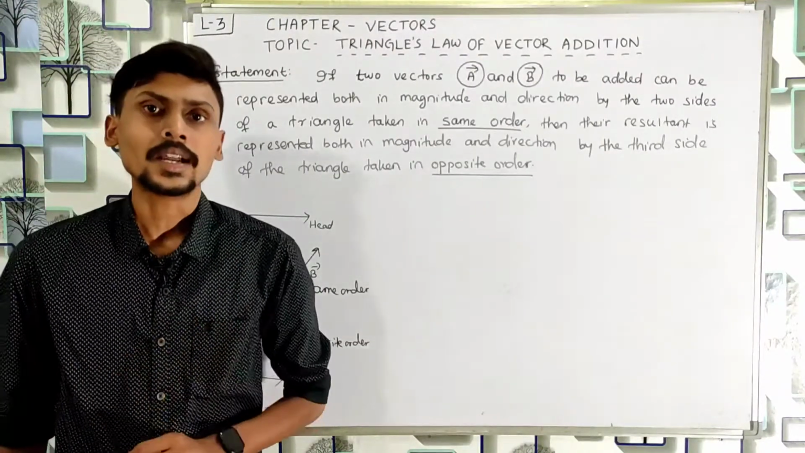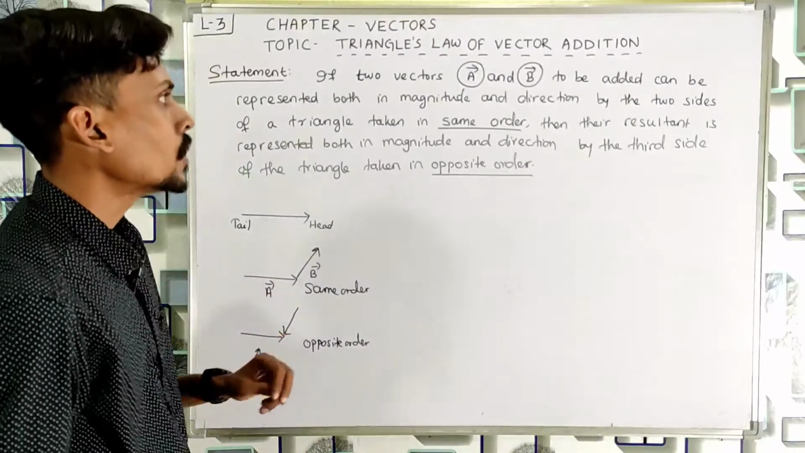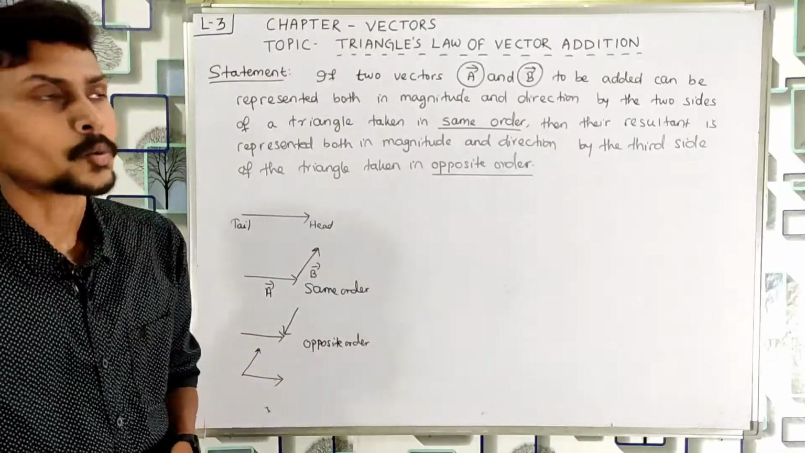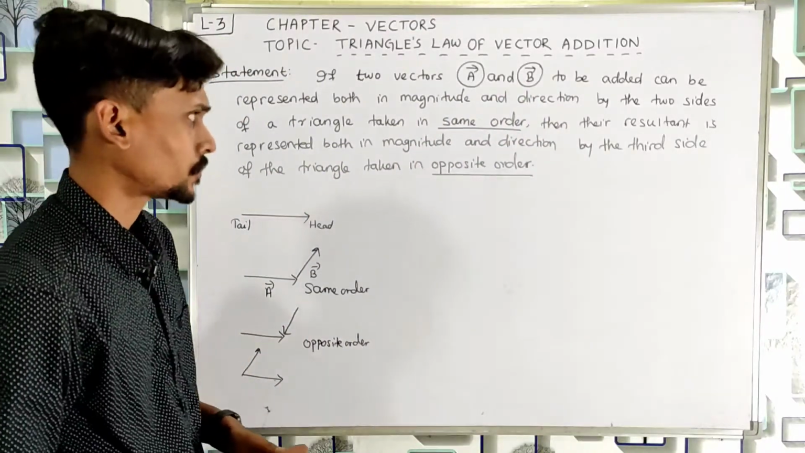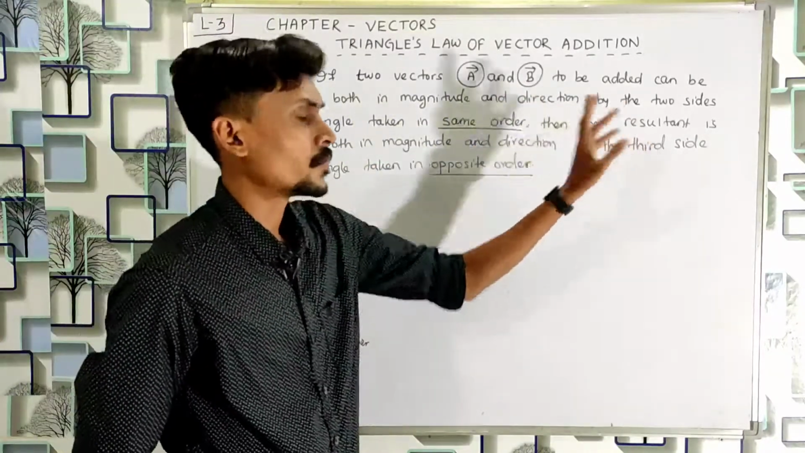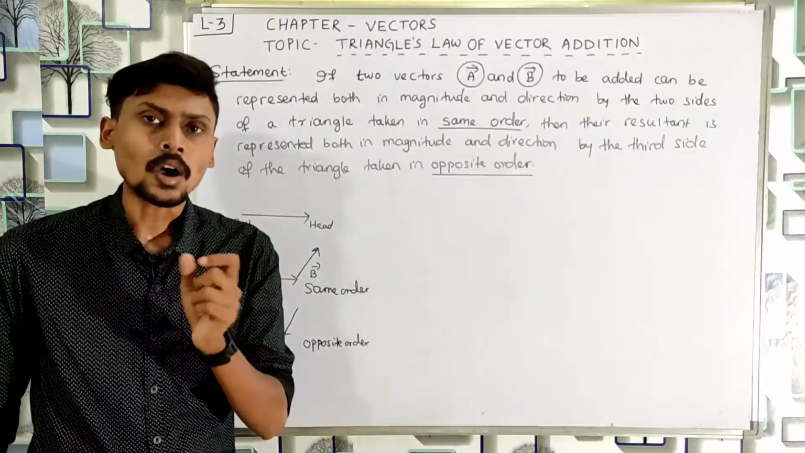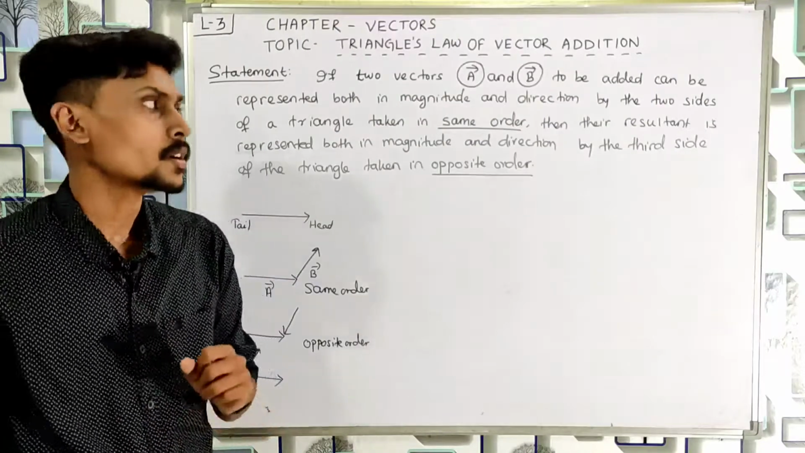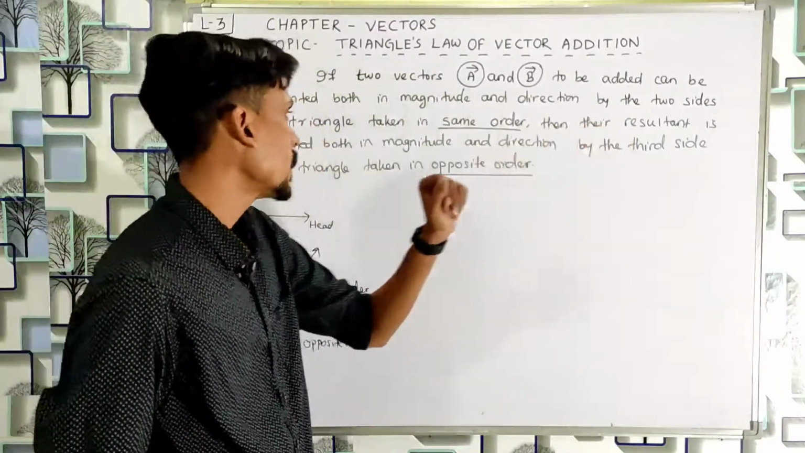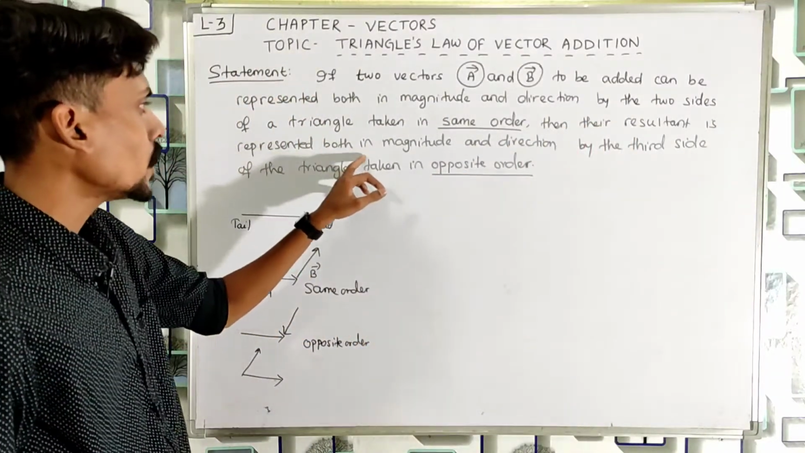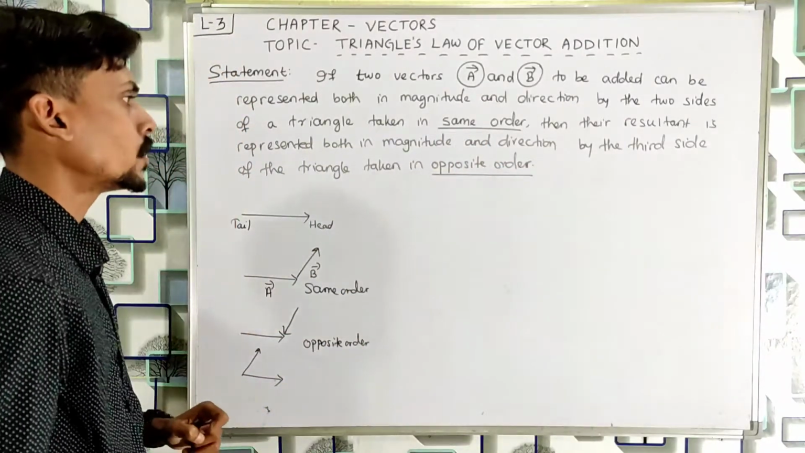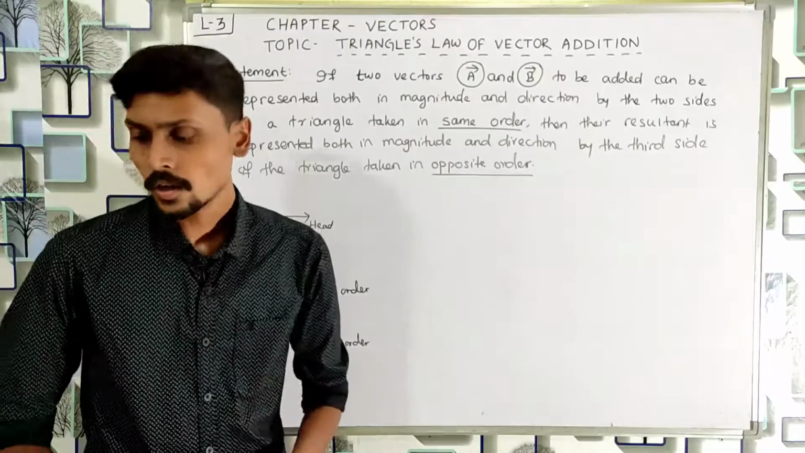Out of the three sides, two sides will represent the two vectors A and B which are to be added. Then their resultant, meaning the sum of the two vectors, A vector plus B vector, is the resultant. The resultant is represented both in magnitude and direction by the third side of the triangle taken in opposite order.